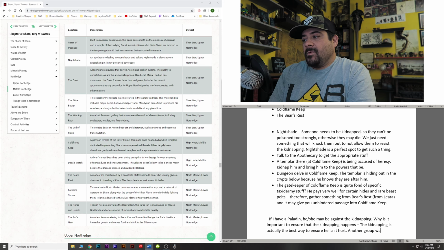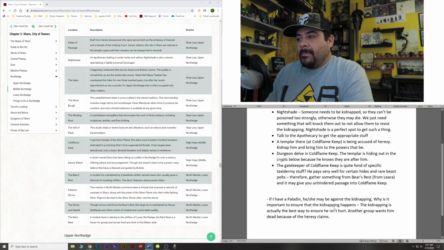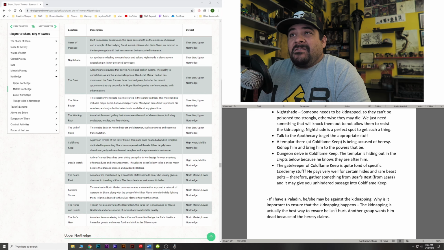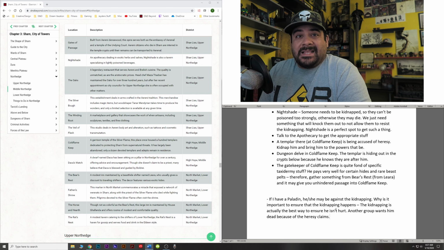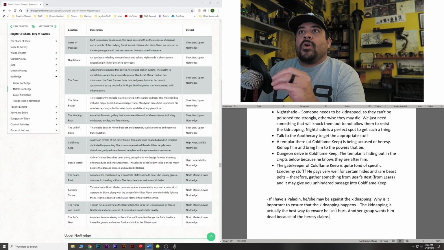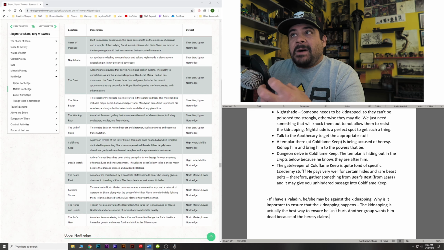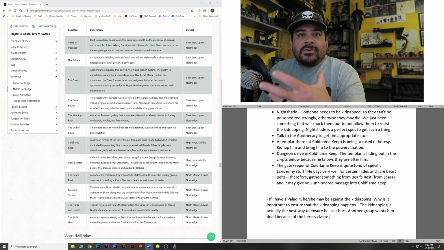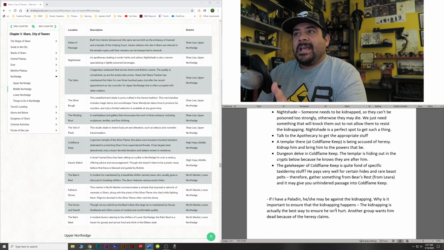Another group wants him dead because of the heresy claims, the accusation of heresy. There's another NPC group of adventurers. Because he's been convicted of heresy, they want to kill the guy, right? They want to just burn him at the stake immediately. So kidnapping him is possibly a way to save him. So to the paladin, it's sort of the lesser of two evils, I think, is how I might want to word that, right?